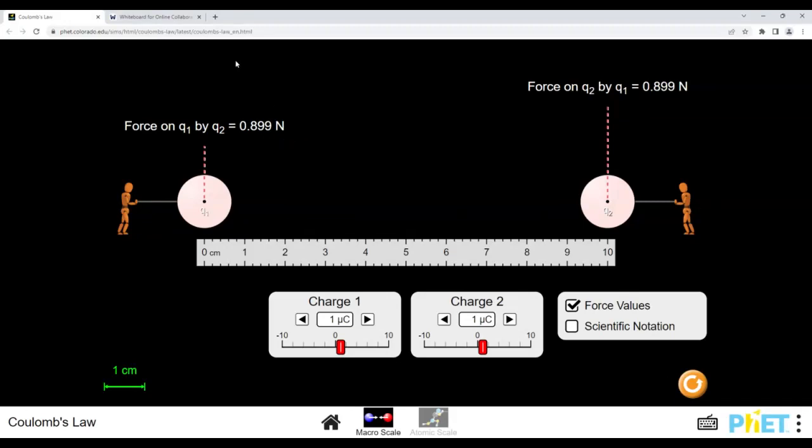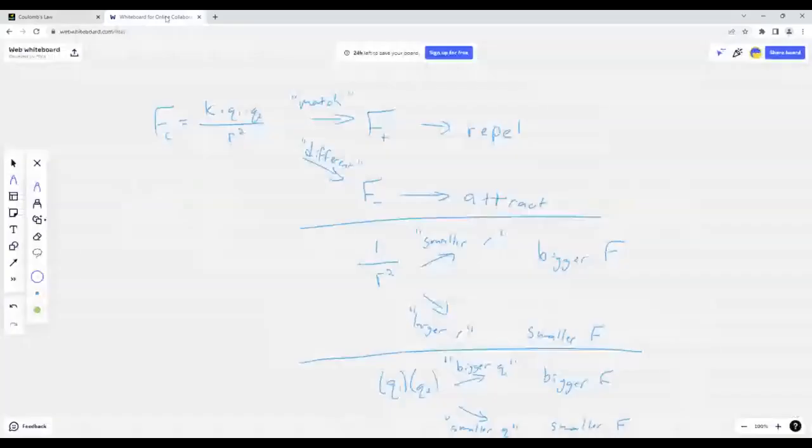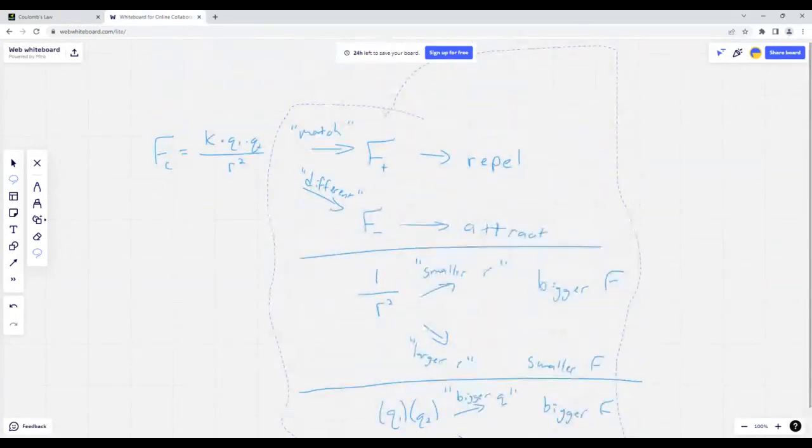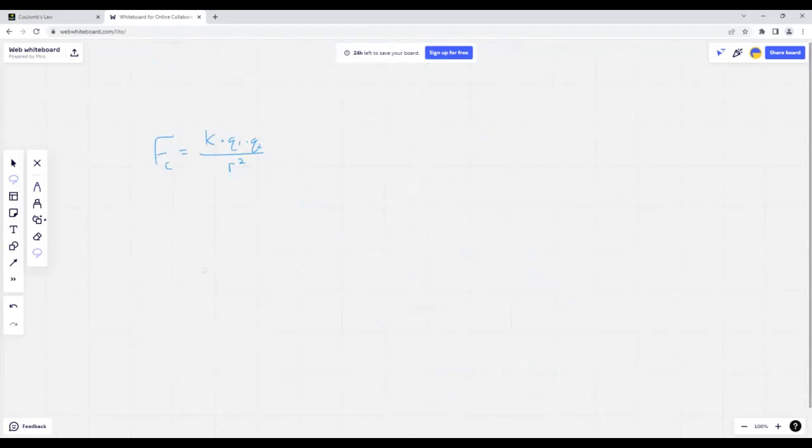Let's see if we can calculate this and make it match by using pure math. So let me get rid of the stuff we don't need. Oops, I have a little bit extra to erase there. That's okay. It's out of sight for now. We'll just leave it.